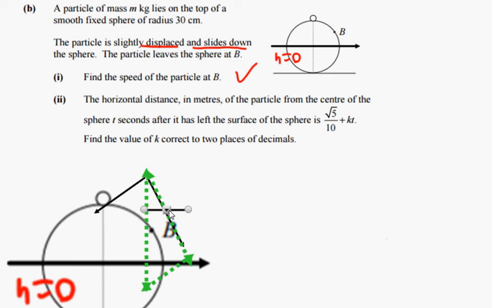Okay, so what we have next is the horizontal distance in meters of the particle from the center of the sphere t seconds after it has left the surface of the sphere is root 5 over 10 kt. Find the value of k correct to 2 places of decimals. Okie dokie. So, horizontal distance. Would that refer to the blue line or the pink line?